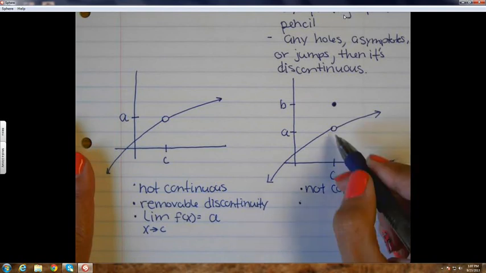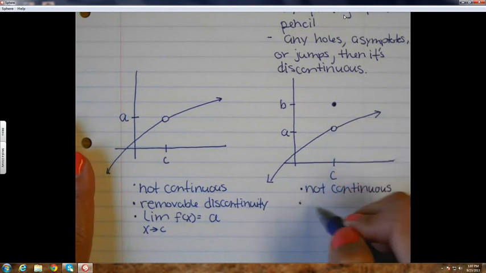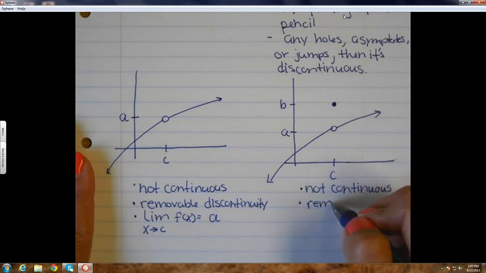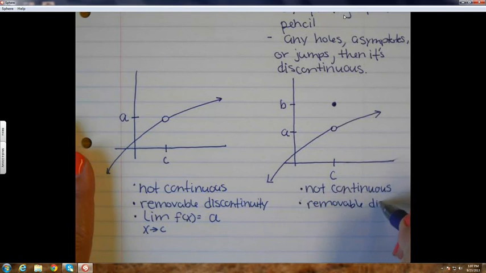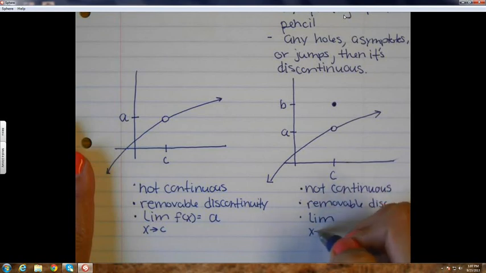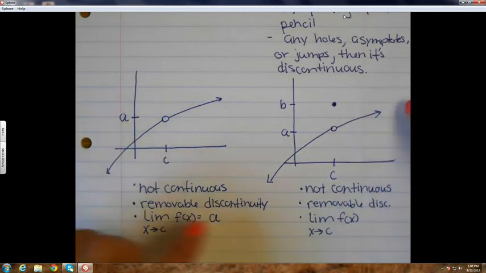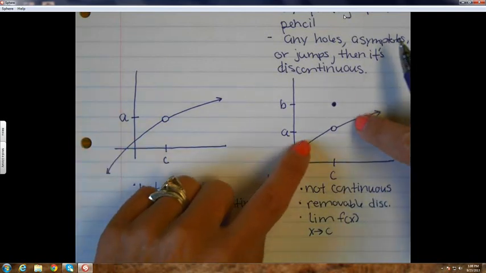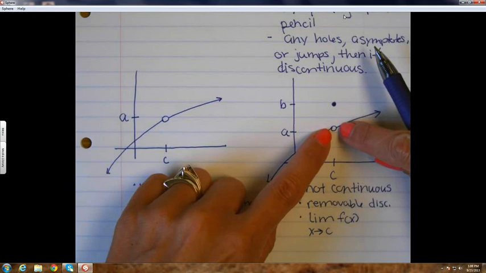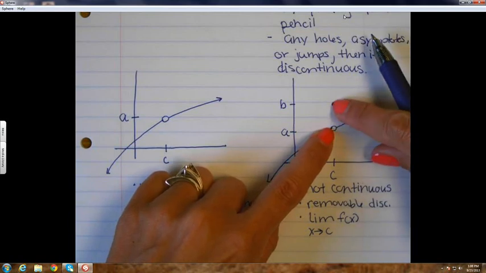This discontinuity is removable. And does it have a limit as we approach C? Am I approaching the same y value? A single y value? Absolutely. I never actually get to the C, so I never jump up there, but I do approach the A.